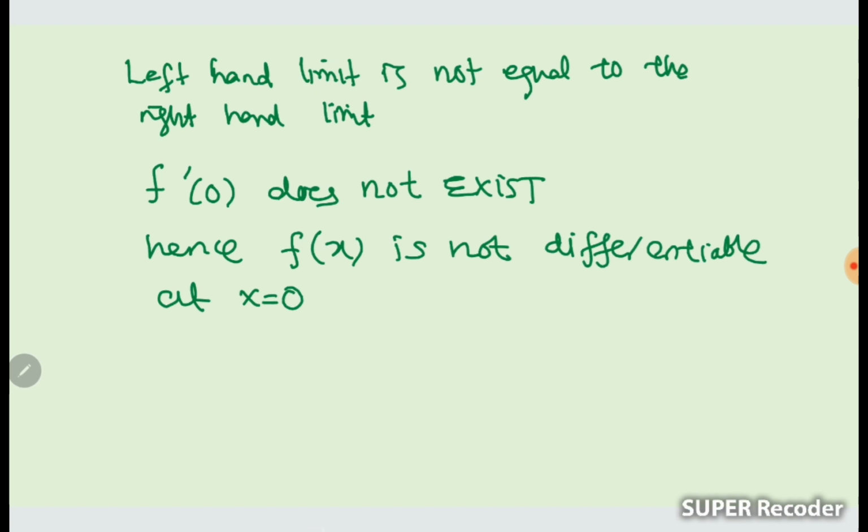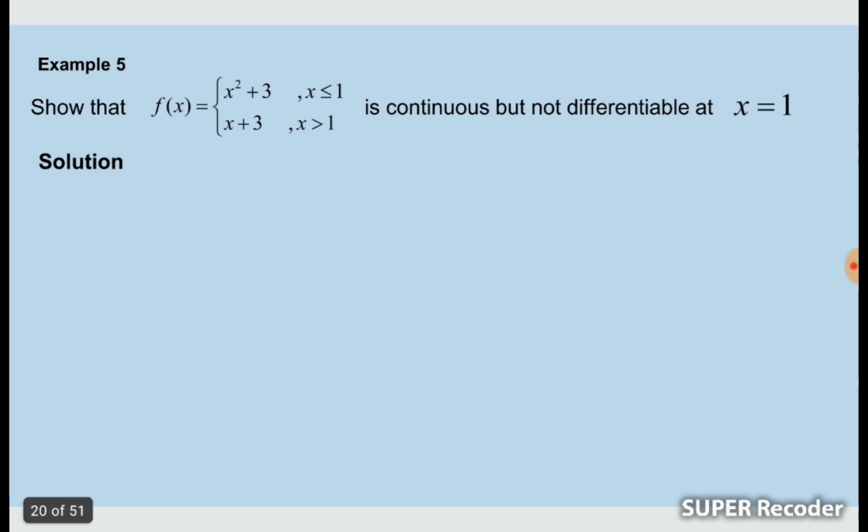Okay, now we move to example 5. Show that the function f(x) equals x squared plus 3 when x is less than or equal to 1, and the second one is x plus 3 when x is more than 1, is continuous but not differentiable at x equals to 1.